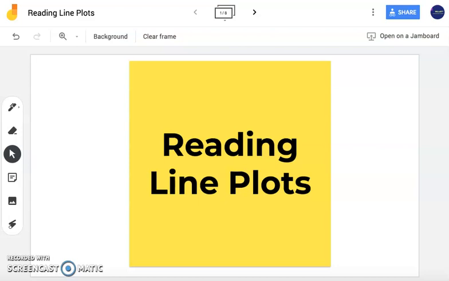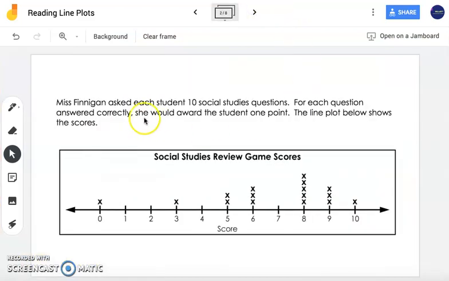Hello, today we're going to focus on reading line plots. In this problem, Ms. Finnegan asked each student 10 social studies questions. For each question answered correctly, she would award the student 1 point. The line plot below shows the scores.